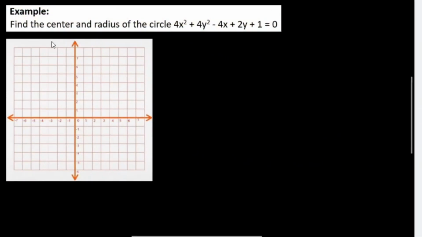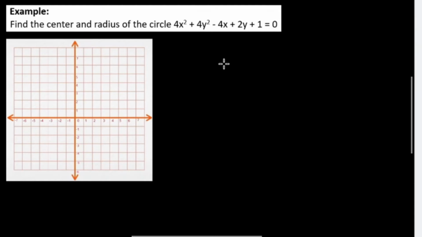Example: find the center and radius of the circle. Given the equation 4x squared plus 4y squared minus 4x plus 2y plus 1 is equal to 0. In the given, we can say that the equation is a circle because the coefficients of x squared and y squared are equal, which means they have the same value.